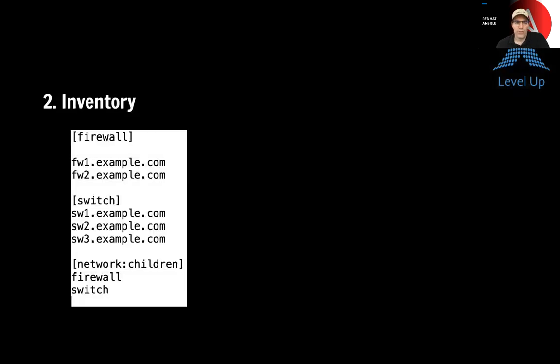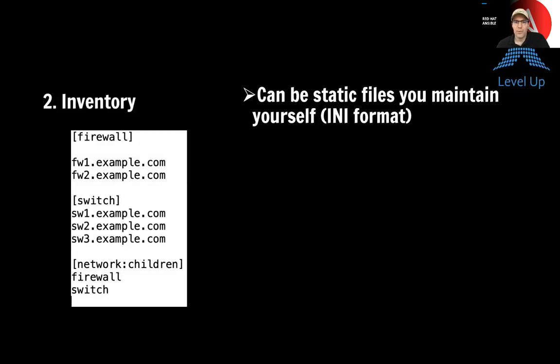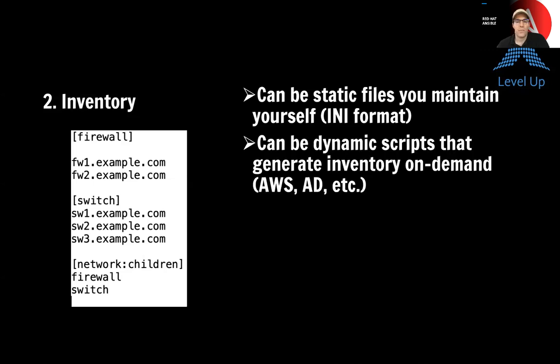So in terms of inventory, going back to readability, this should also be pretty readable. This is an INI format for a static file, which is the basic way that you would work with an inventory in Ansible. And so we can group all of our firewalls, all of our switches, and then we can also have a hierarchical relationship between those as network systems.